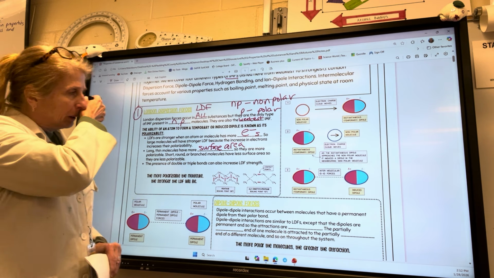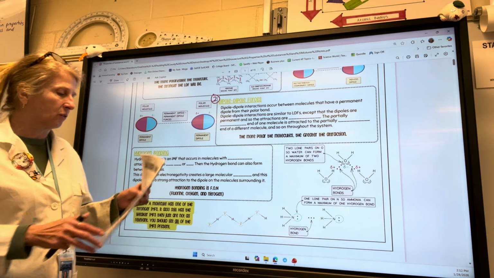Another thing I forgot to tell you is one of the big parts of this unit is we draw a lot of pictures. And how you draw these intermolecular forces is a dashed line. That is the accepted drawing. That means there's a little intermolecular force there.